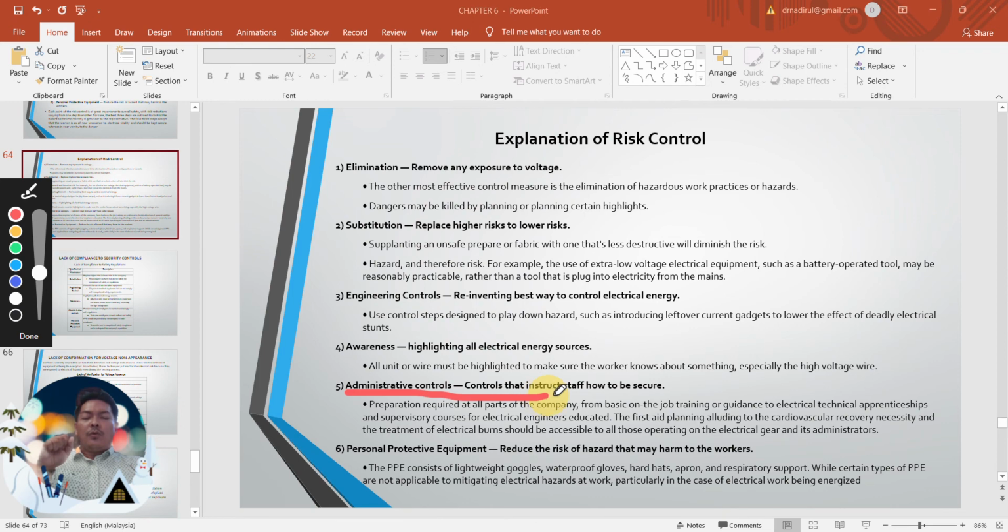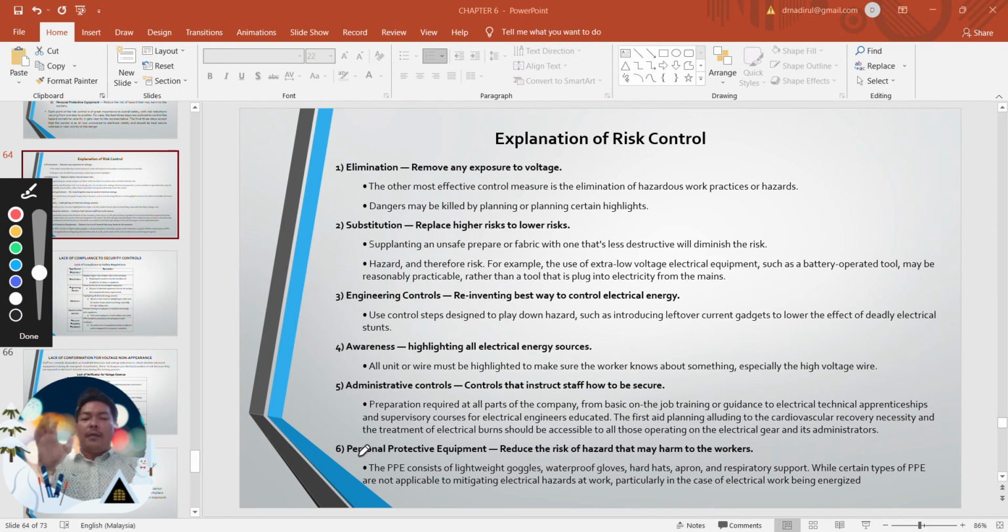Administrative control instructs staff how to stay secure. Training involves all parts of the company, from basic on-the-job training or guidance to electrical technical apprenticeships and supervisory courses for electrical engineers. First aid planning, covering recovery and the treatment of electrical burns, should be accessible to all those operating on the electrical gear and their administrator.